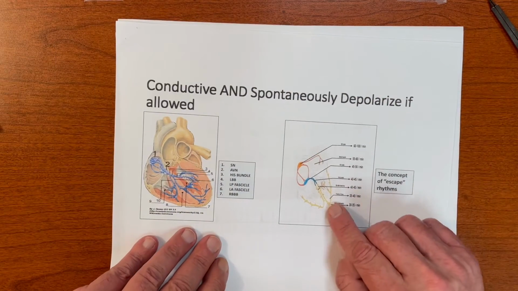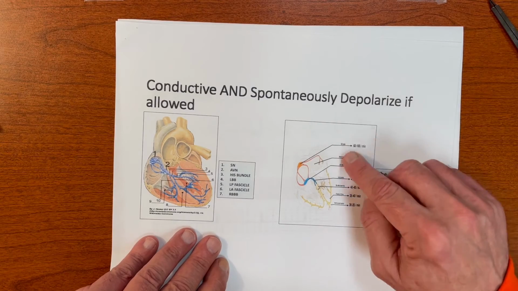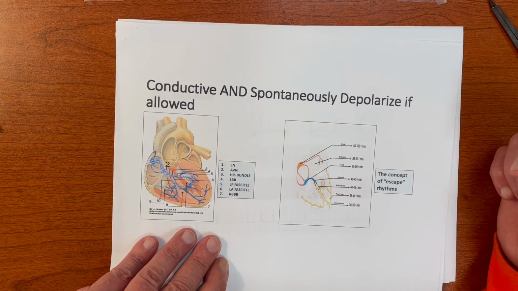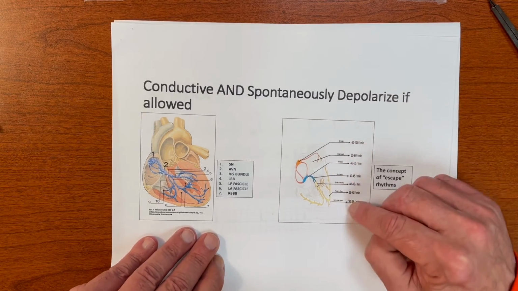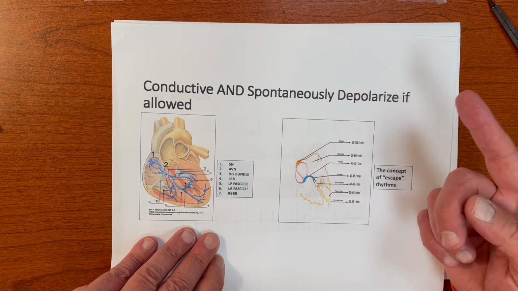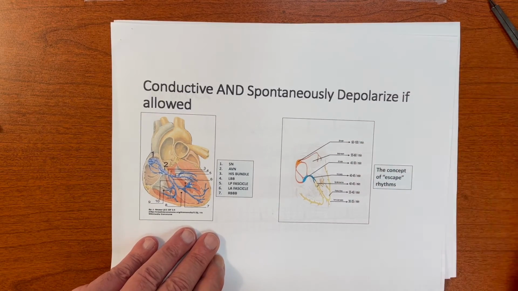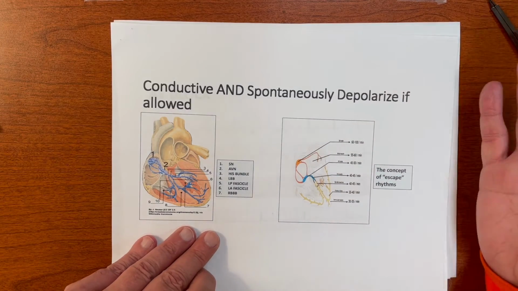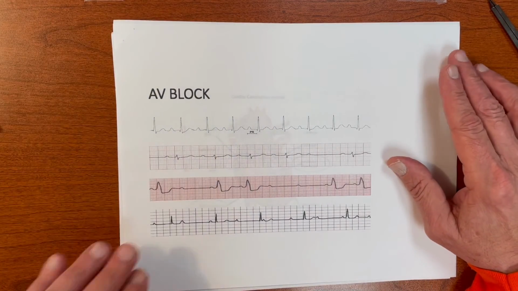The ventricle is always slower, notice the rates, versus the superior structures. And we actually can tell where the escape is by looking at morphology and by looking at rate. And so we're going to do that later on. That's not the purpose right here.